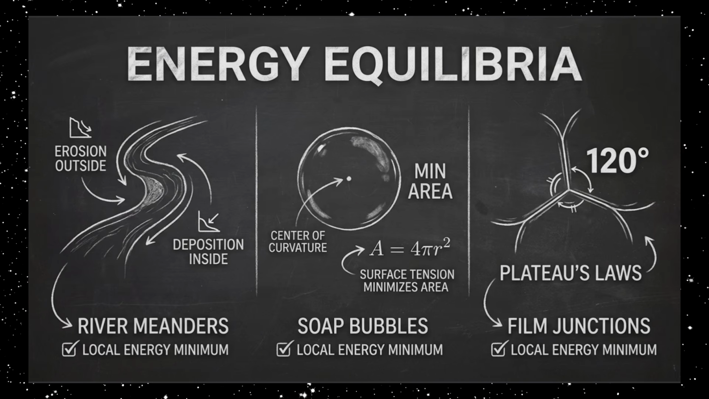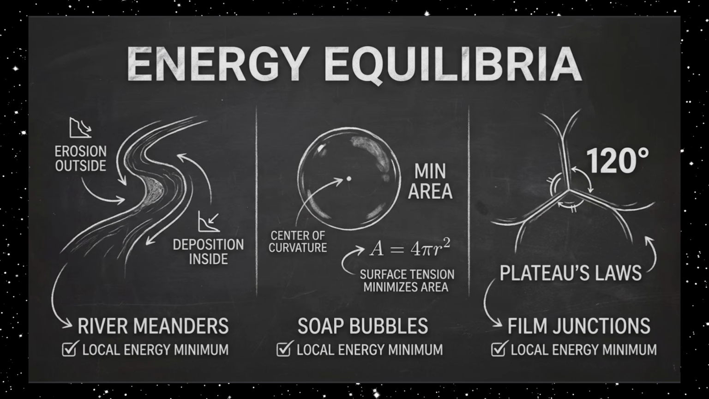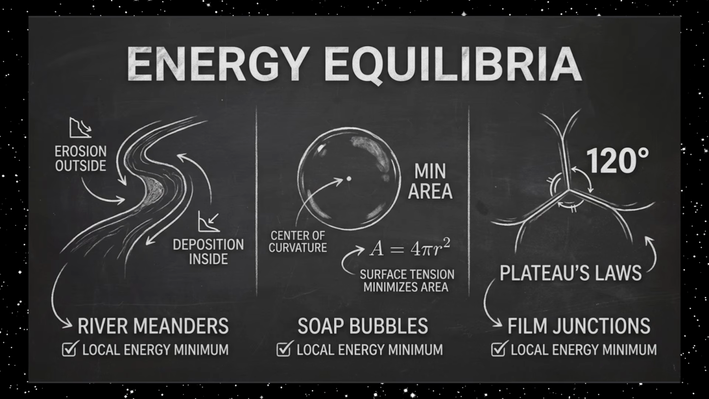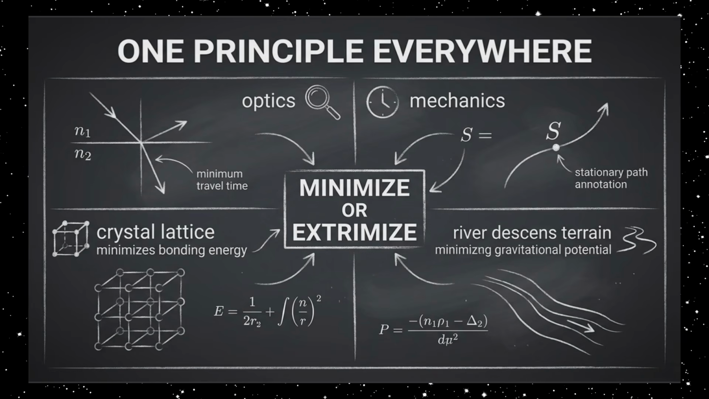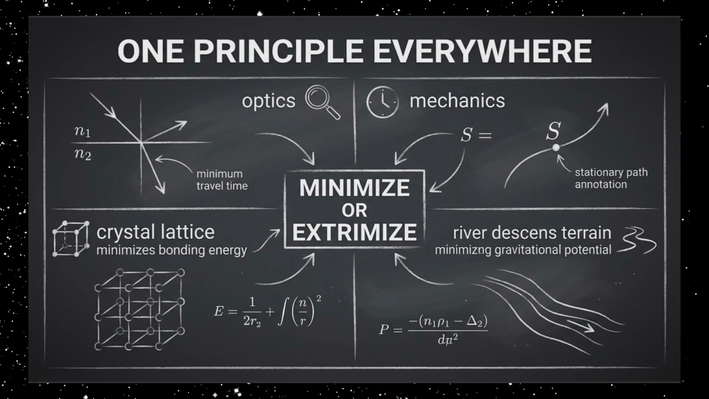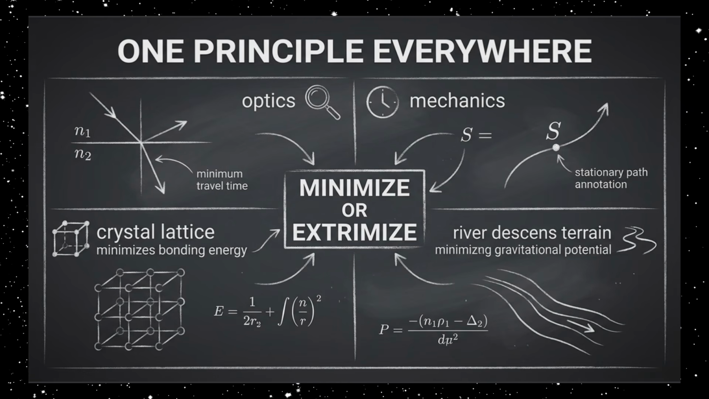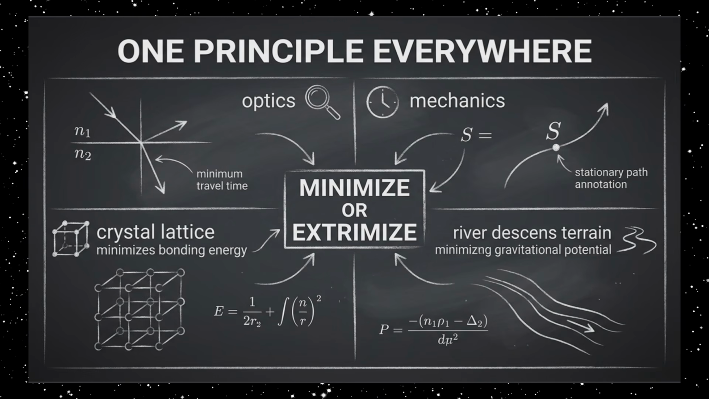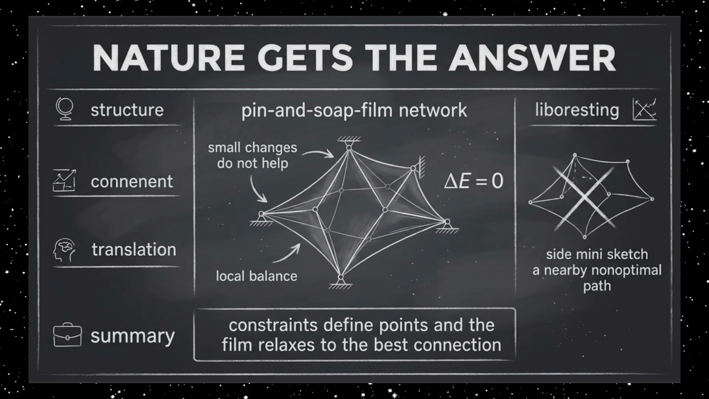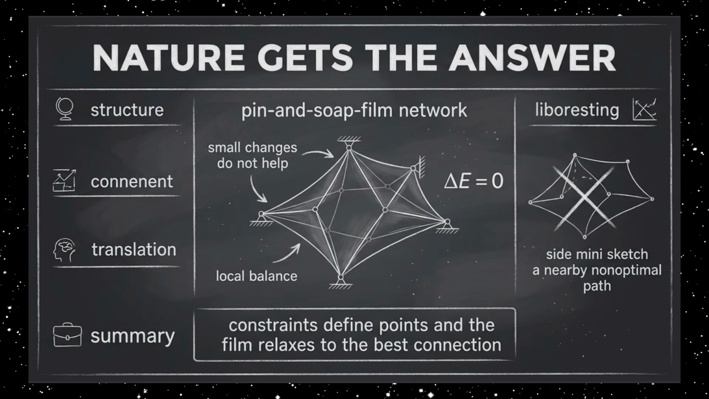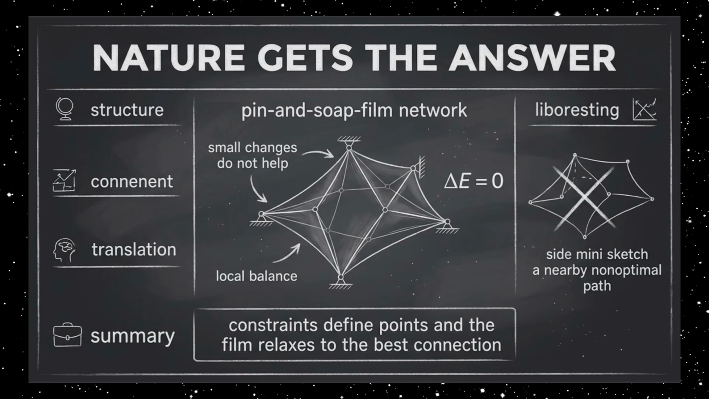Bubbles are spheres because spheres minimize area. Soap films meet at 120 degrees because that minimizes local energy. Light bends at interfaces because bending minimizes travel time. Particles follow trajectories that make the action stationary. Crystals form lattices that minimize bonding energy. Rivers follow paths that minimize gravitational potential. Everywhere you look, the same principle. Minimize. Extremize. Find the configuration where small changes don't help.